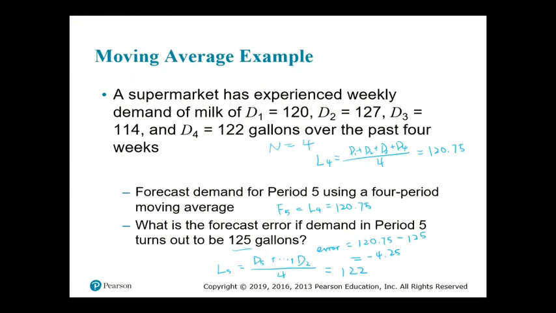So, by the way, in moving average, the larger the n, the more stable the forecast is. And the smaller the n, imagine the extreme case of n equal to 1, then our next forecast is just equal to the demand of the previous period. So the forecast will be least stable when n is equal to 1.